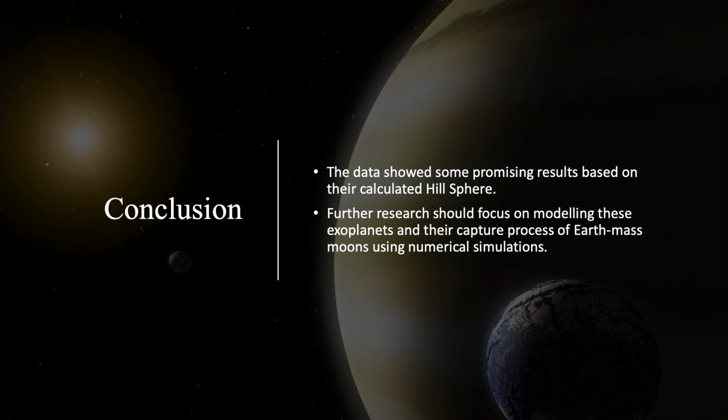So, to conclude, the data did indeed show some promising results based on the calculated Hill spheres. However, further research needs to be conducted to clarify whether they would be the right candidates. To accommodate this idea, modelling the exoplanets listed on the previous slide using numerical solutions would be an ideal next step, as it would allow us to visualize the capture process of the moon and whether it can remain stable.